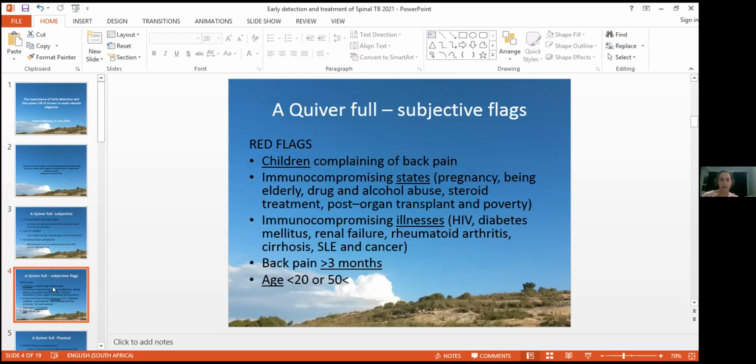Obviously the red flags, children who complain of back pain. And as we're talking about spinal TB, people are often thinking of thoracic and lumbar, but you do get cervical TB spine, and it's often not identified because it presents in an atypical way.